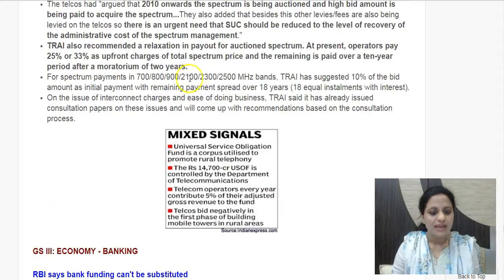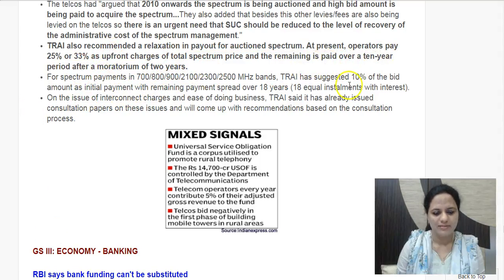So this is the gist of the whole matter. Another suggestion they are making concerns the payment. When an auction spectrum is won in a bid, the telecom operator has to pay 25% or 33% as upfront charges. The remaining is paid over a period of 10 years, and a moratorium of 2 years is also given in between. But the recommendation is that 10% of the bid amount should be paid as an initial payment, and the remaining payment should be spread over 18 years. So they want more time so that installments can be paid.